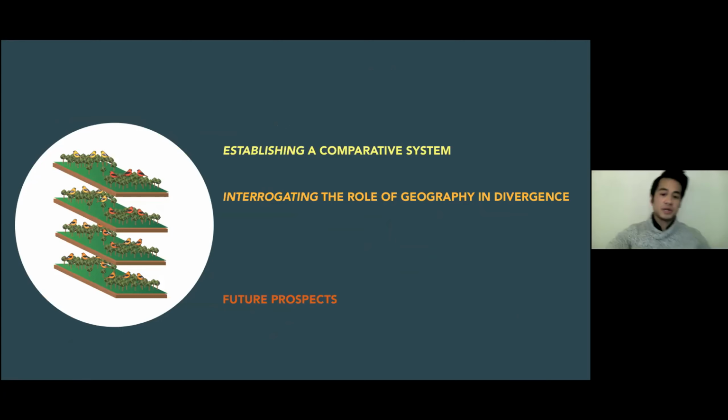All right, so here's the structure of how my talk's going to be. I'll initially talk about how I established this comparative system and then move on to asking some of the different questions about the role of geography and divergence in the speciation process. And if there's time, I'll touch upon a little bit of the work I was doing as a postdoc and some of the future prospects and ideas I have for this project.